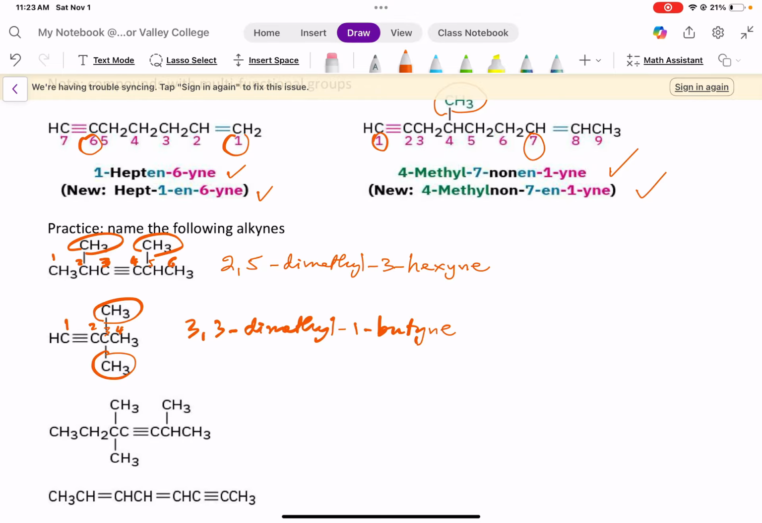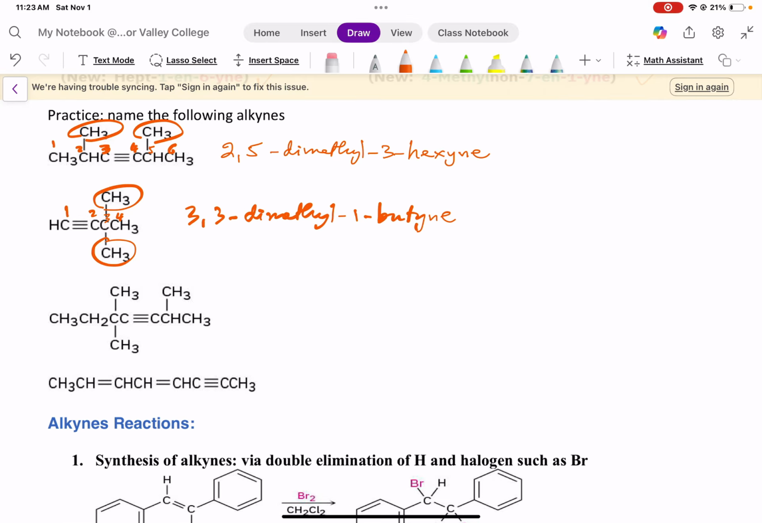Looking good, right? Okay, this one, if we do from the left, it's 1, 2, 3, 4. But if we go from the right it's 1, 2, 3. That's better. 4, 5, 6, 7. And we got a lot of branches. That will be a 2, 5, another 5, trimethyl. And this is going to be a 3-heptyne.